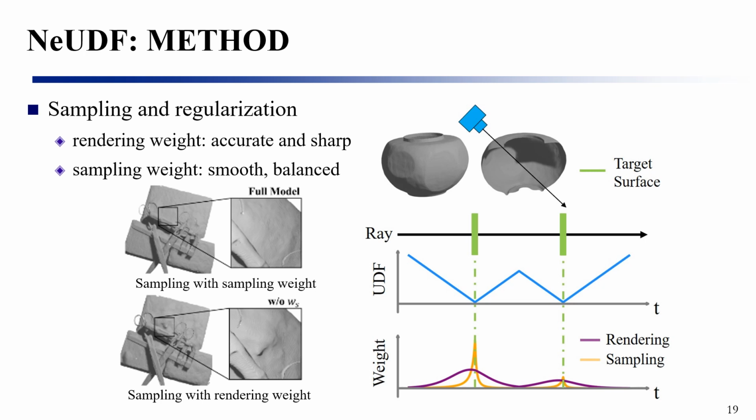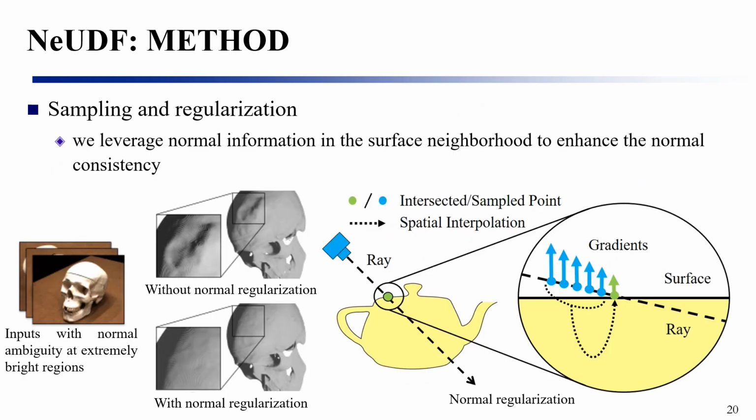Besides, we use upsampling and regularization for better optimization. We separate the sampling weight and rendering weight in training. The rendering weight is accurate and sharp at the intersection point. The sampling weight is smooth and balanced, within an interval near the intersection points. The usage of two separated weight functions stabilizes the network optimization, especially in occluded regions. We use the normal regularization to enhance the gradient consistency. The ambiguous normal at the surface point is replaced by the interpolation of nearby normals. The normal regularization benefits network optimization in cases with picture ambiguity.